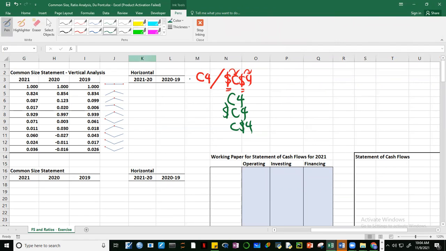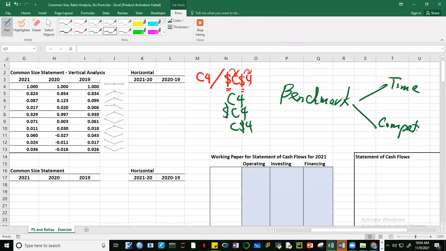Should be benchmarking against, what do you call it, class? Benchmarking against. Anyone? Where should we be benchmarking? Against time and against the competitor. So these things: benchmarking against time and benchmarking against competitor.